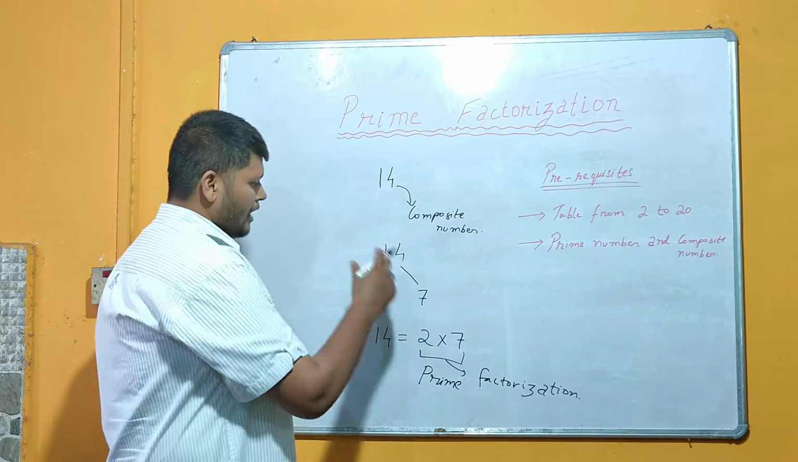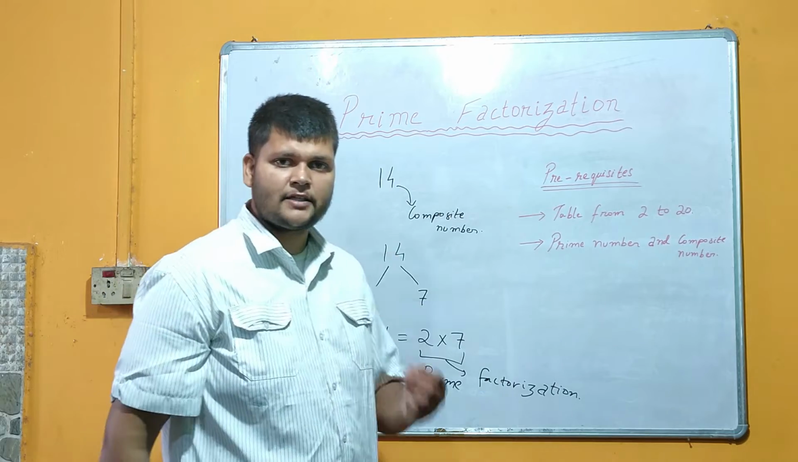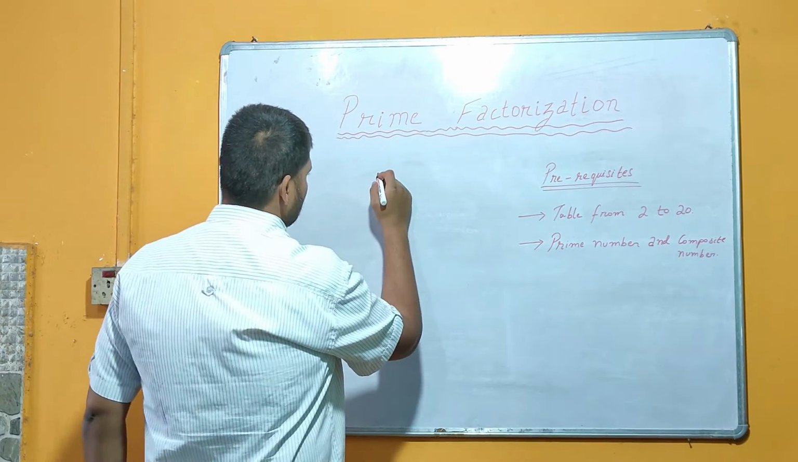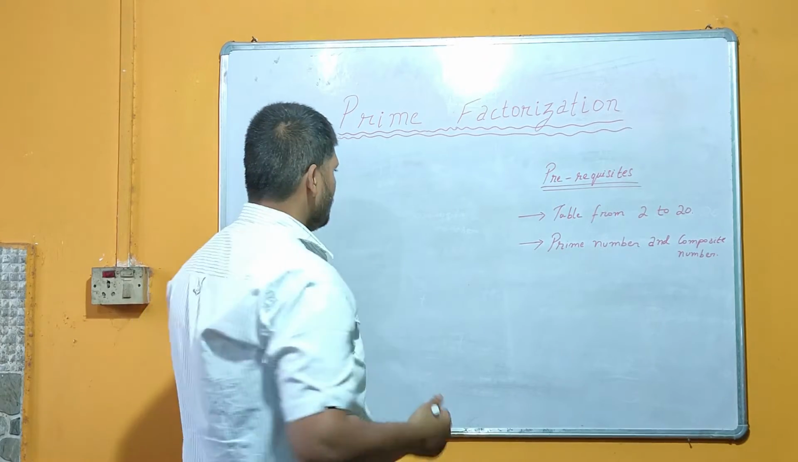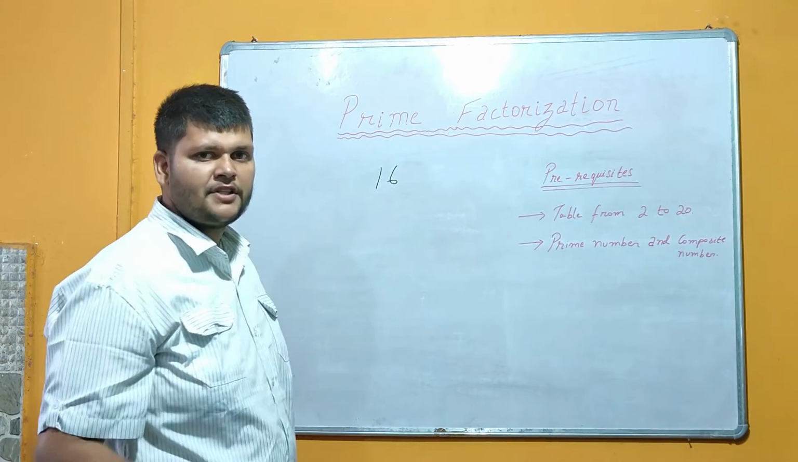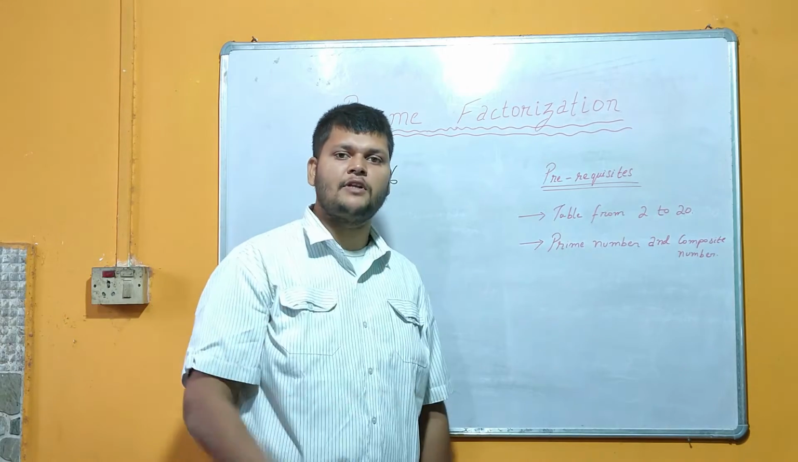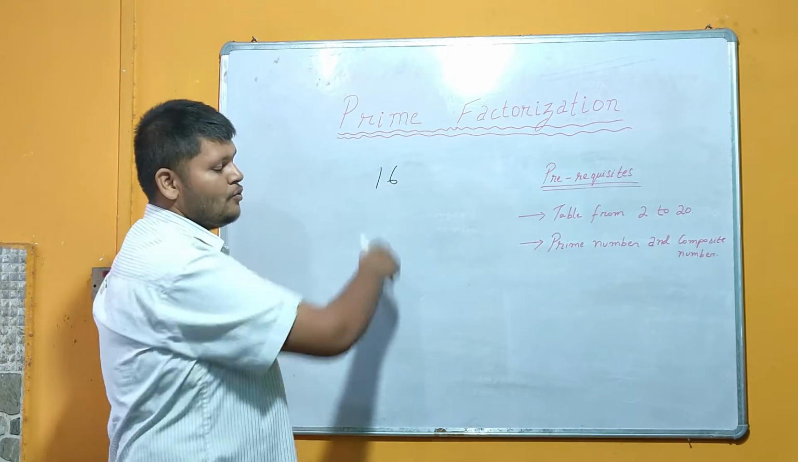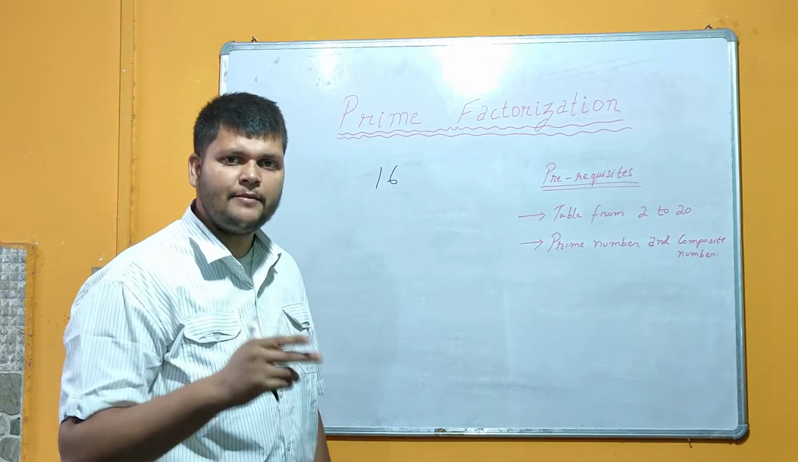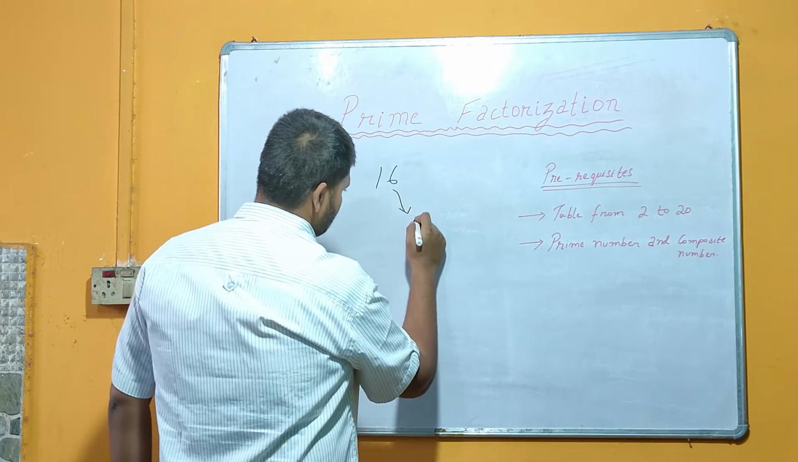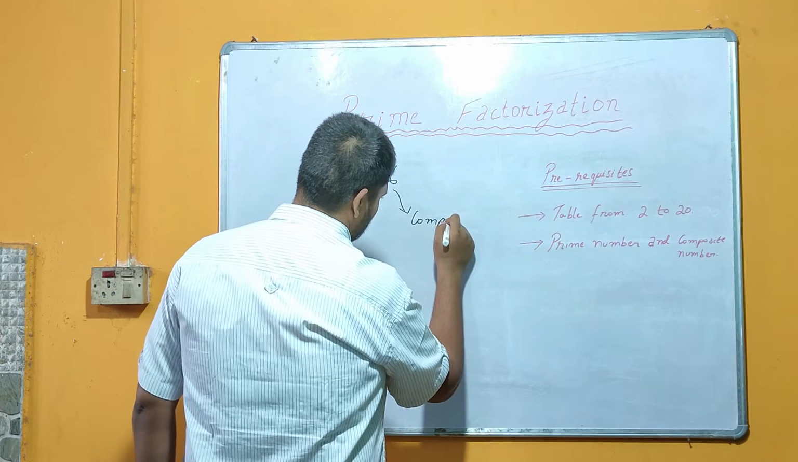Okay. Now for our better clarity, we will take some other example. I am erasing this. We are taking another example. What is that? 16. This is the number, and for this we are here to find out the prime factorization. So what shall we do? We have to see whether this 16 is a prime number or composite number. So yes, this 16 is a composite number.